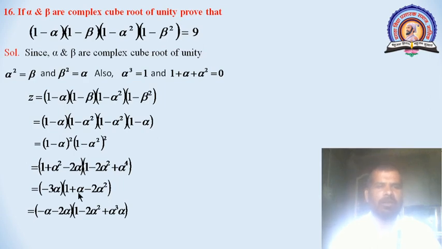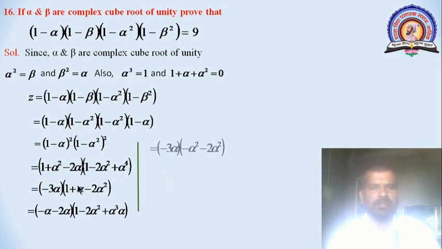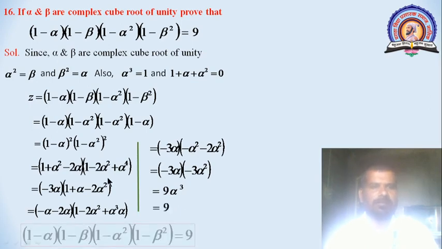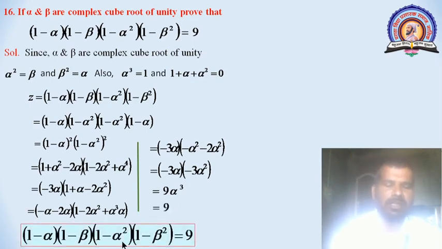Again we know that 1 plus alpha is minus alpha square, so putting that value, it is minus 3 alpha as it is. 1 plus alpha, instead of that minus alpha square, minus 2 alpha square keep as it is. Minus alpha square minus 2 alpha square will get minus 3 alpha square. So minus 3 alpha into minus 3 alpha square is 9 alpha cube. The value of alpha cube is 1, so you will get 9. Hence 1 minus alpha into 1 minus beta into 1 minus alpha square into 1 minus beta square is equal to 9, as required to prove.